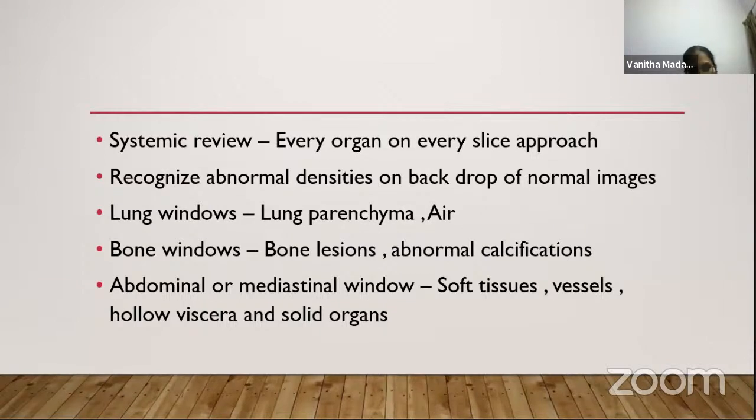And in lung windows, what we expect to see is abnormalities in the lung parenchyma. We have to look for accumulations of air, as in pneumothorax or pneumomediastinum, etc. Whereas in bone windows, we have to look for bony lesions and any other abnormal calcifications and fractures. And in abdominal or mediastinal windows, we have to look for abnormalities in soft tissues, vessels, or injuries to vessels or viscera and solid organs.